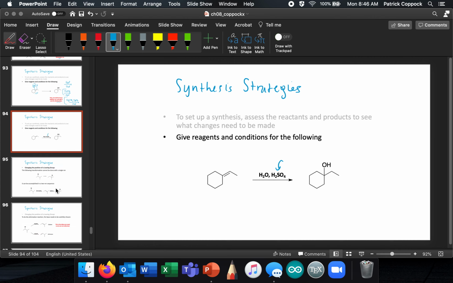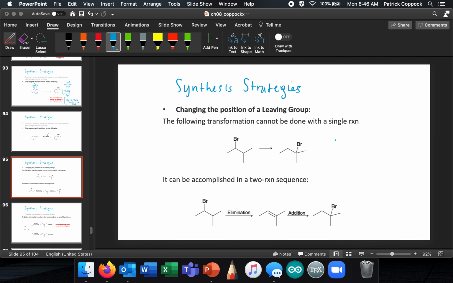All right, so let's think about another example. What if we change the position of the leaving group, right? That's confusing. It could be terrifying because you say to yourself, well, I don't have a reaction that just clips this off and brings it over. That's what it looks like is going on, but that's not what's going on because you also have a hydrogen here, right? So really what's going on is these guys are switching places. Well, how is that possible?